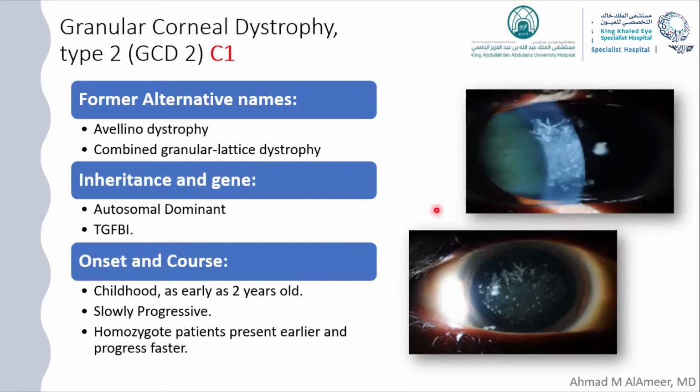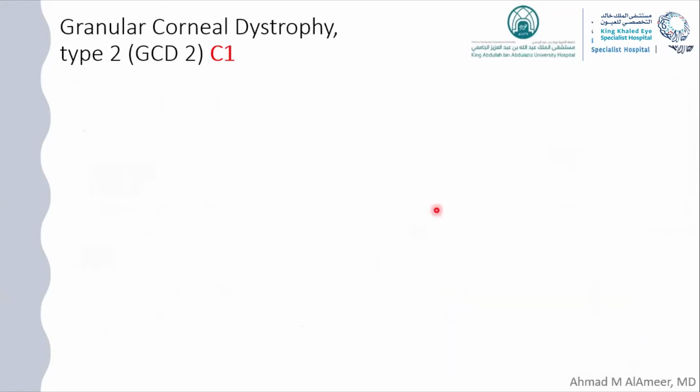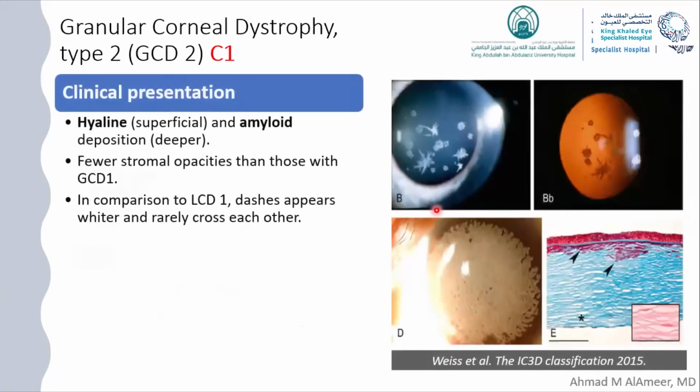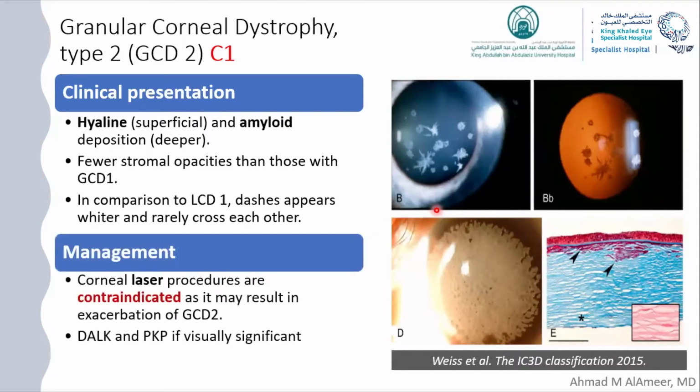In homozygote patients, they present early and it progresses faster. I will show you a picture of a homozygote patient. It's a combination of hyaline and amyloid deposition because it's granular and lattice together. There are fewer stromal opacities than in patients with granular dystrophy. This picture shows the homozygote patient, with very confluent opacities. Important to remember about granular corneal dystrophy type 2 is that excimer laser procedure is contraindicated, as it might result in exacerbation of the dystrophy.